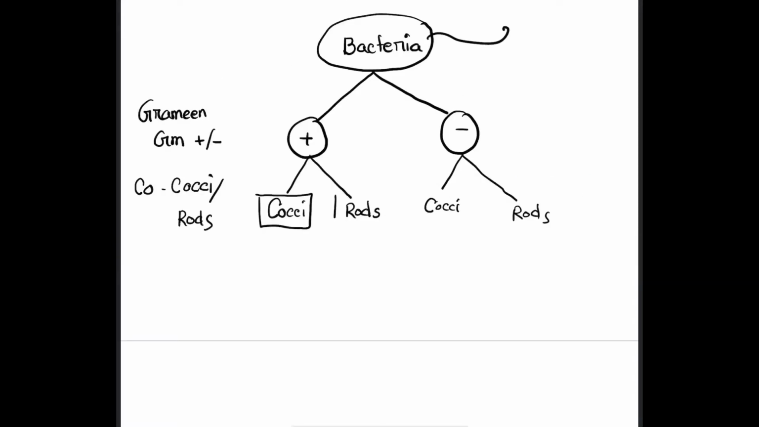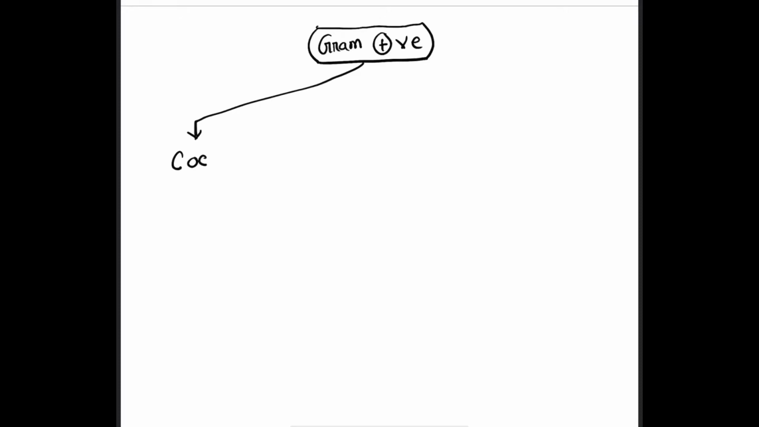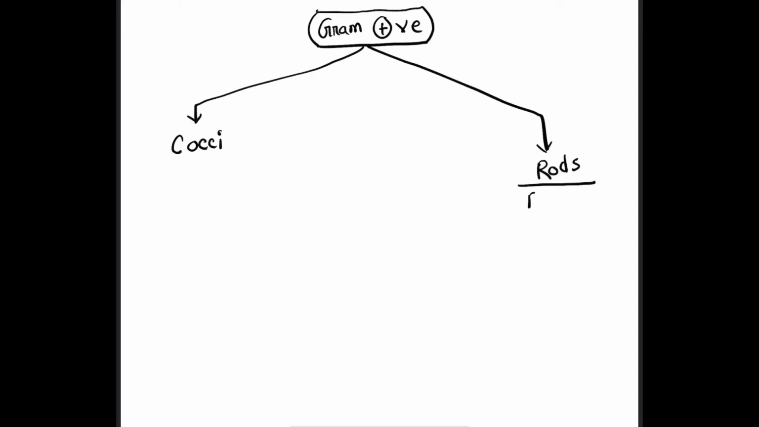Okay, so we are going to discuss now the cocci and rods which are gram positive. The gram positive can be cocci, and it can also be rods. Another name for rods, I already told you, is bacillus or bacilli. These rods we are going to discuss first. To remember gram-positive bacilli or rods, it's very easy because you have to remember this mnemonic, ABCDL.